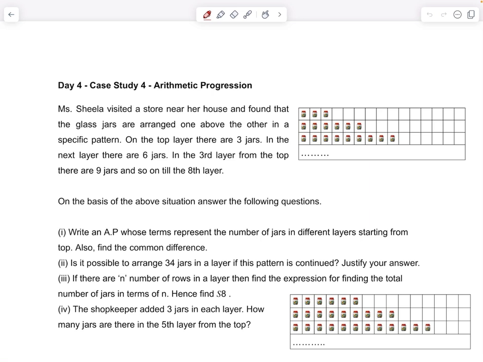Question 1. Write an AP whose terms represent the number of jars in different layers starting from the top. The AP is 3, 6, 9 and so on. Also find the common difference. d is equal to a2 minus a1, which is 6 minus 3, that is 3.